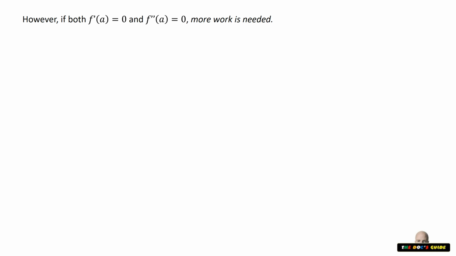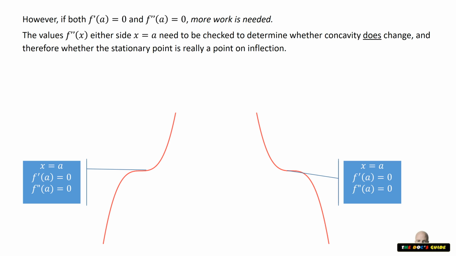So we now, as always, have things that we have to be careful of. And one of these is where both the first differential is 0, which indicates a stationary point, and the second differential is 0. We need to actually do more work, because it's possible that this could be a horizontal point of inflection. But for us to know for sure that that's the case, we need to check the concavity either side. So if the concavity either side of this point is unchanged, which is not the case here, then we need to be careful.